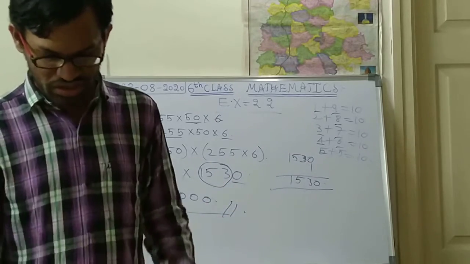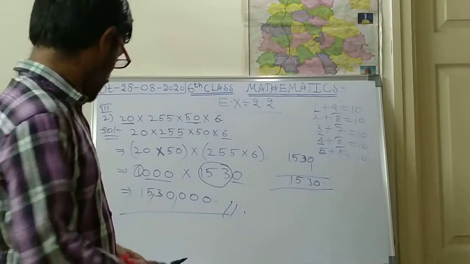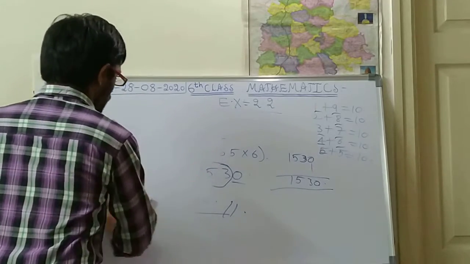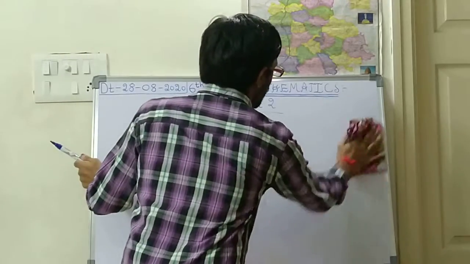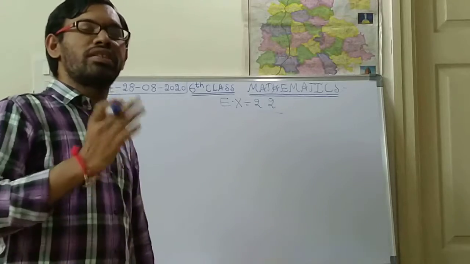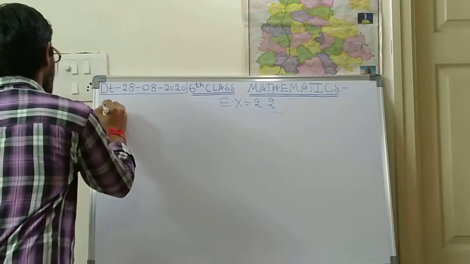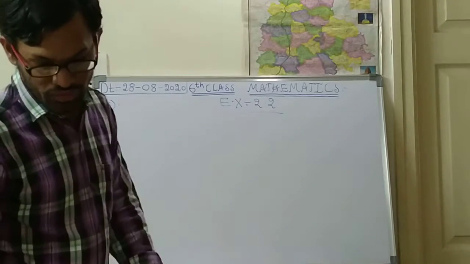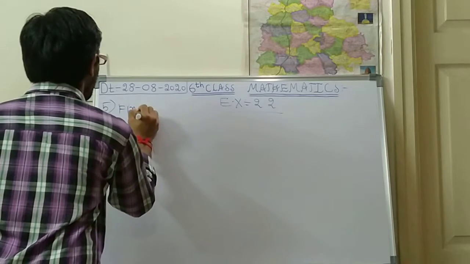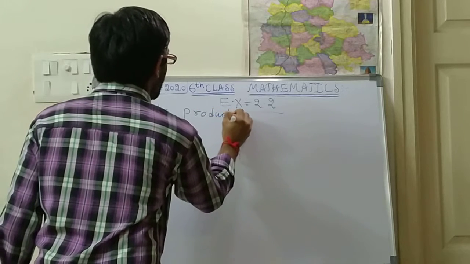The fourth bit is also the same, but the distributive property I said yesterday. Next we shall go with the fifth bit. The fifth bit is very different from the bits we discussed yesterday. See children, what is the fifth bit? First one: find the product using suitable properties.